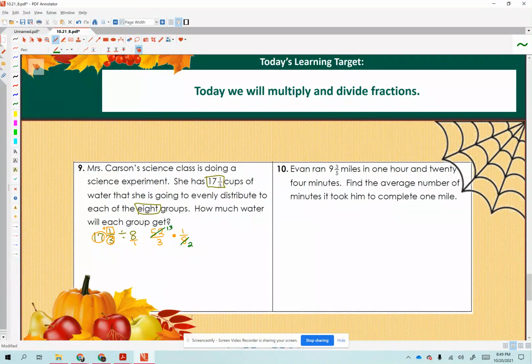And I said you might need a calculator to help you today. Now we multiply across. 13 times 1 is 13. 3 times 2 is 6. So now we will divide 13 by 6 so that we can get back to a whole number. I know that 6 times 2 is 12, and I will have 1/6 left over. So that's my final answer, 2 and 1/6, and that is cups of water.